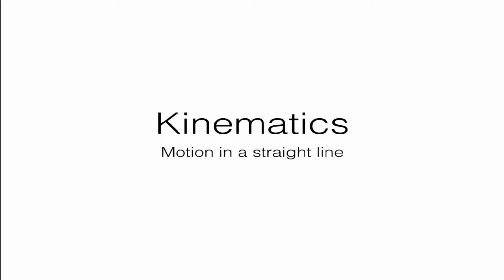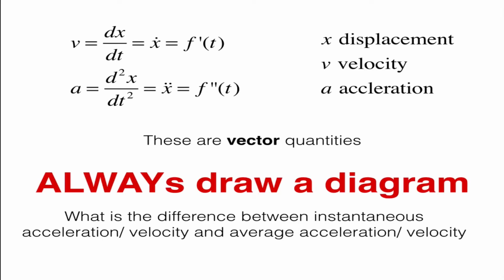In this first lesson on kinematics, we're going to look and see how we can use a displacement time graph to sketch both a velocity and an acceleration graph. Right, the first things we need to identify are the vector quantities we're going to be working with.